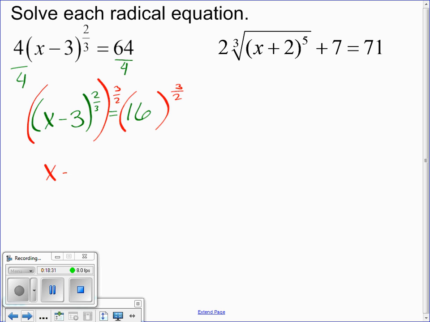So for this one, we end up with just x minus 3. And then what is 16 to the 3/2 power? It is 64.